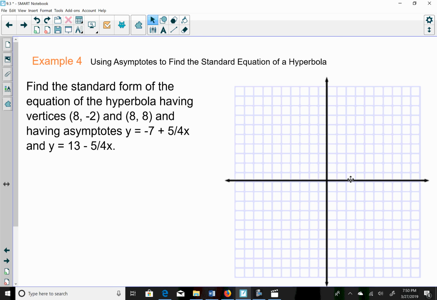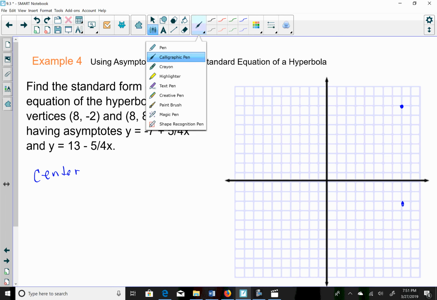So 1, 2, 3, 4, 5, 6, 7, 8, -2. So I have a dot there. And then 8, 8, 1, 2, have a dot there. So those are my vertices. First thing I'm going to do is find my center. The center has to be somewhere on this line.